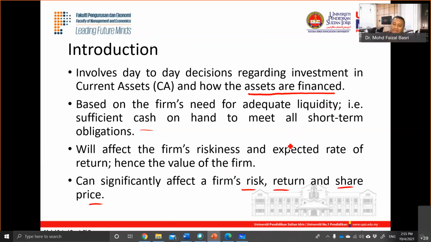Okay, remember liquidity as simple as you don't have enough money to pay your short-term debts. You have a debt with your friend, RM100, but you only have RM50. So that is the problem with liquidity. Short-term basis, not long-term. So automatically it will affect other things as well.